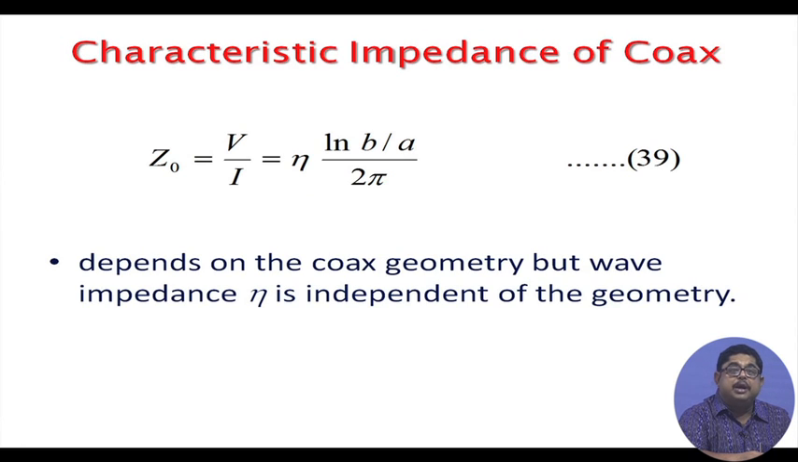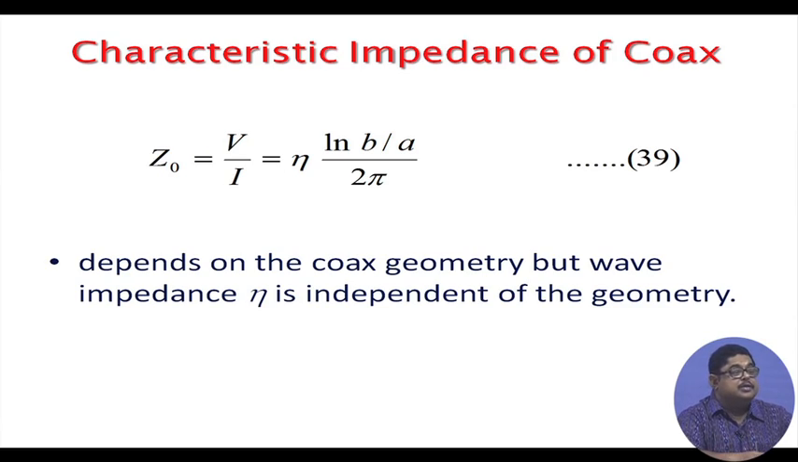Now, characteristic impedance. This is a transmission line, so it will have a characteristic impedance, which is the ratio of voltage by current in a TEM line. For TEM, we have already discussed that characteristic impedance does not have a meaning, but we have wave impedance for all. But let us calculate, since it is a coaxial line, the characteristic impedance, that is V by I, and that is eta ln b by a by 2 pi. So, you see that eta is the intrinsic impedance.